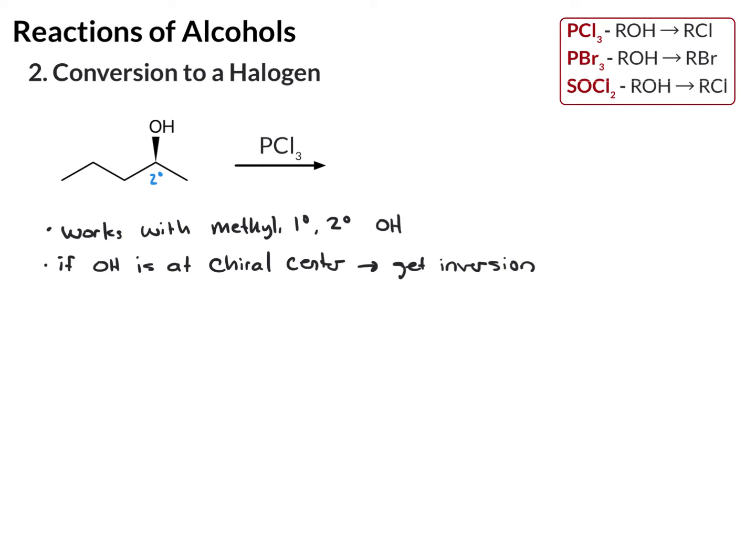So for this particular case, what we will expect is the PCl3 to convert the OH to a Cl, specifically at this carbon. But what's going to happen is you're going to get an inversion of the stereochemistry. So instead of an out group, it's now going to be a back group. And it will be a back Cl. Let's take a look at the mechanism for this.